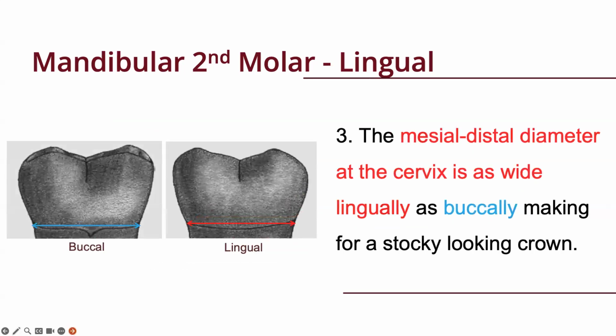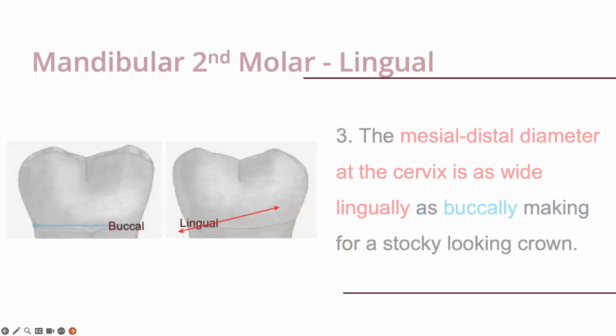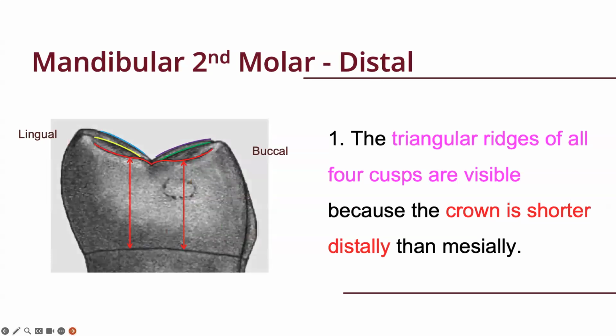The mesial distal diameter at the cervix is as wide lingually as buccally, making for a stocky looking crown. The triangular ridges of all 4 cusps are visible from the distal aspect because the crown is shorter distally than mesially. So again, something to look for with your annotations is this more cervical position of the distal cusp ridge and being able to see the triangular ridges of all 4 cusps from this aspect.